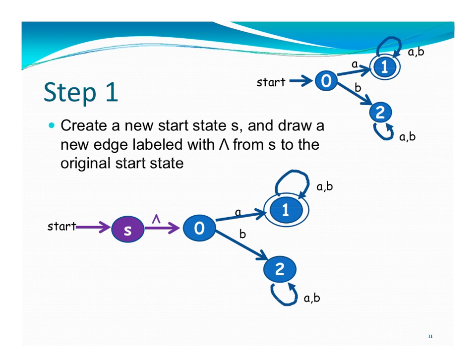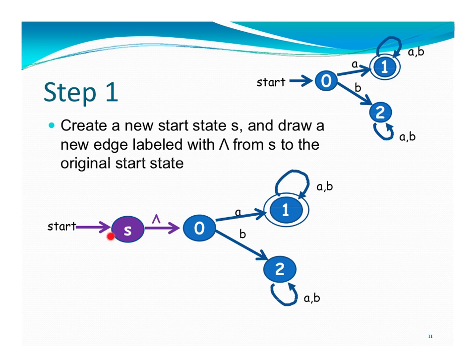So the first step of the setup is to create a new start state S and draw a new edge labeled with a lambda from S to the original start state. Up here in the top right corner is what our NFA started to look like. Actually, this looks like a DFA to me, right? Every single state has an out transition for every letter of the alphabet, so it's both a DFA and an NFA. But anyway, let's create a new start state.